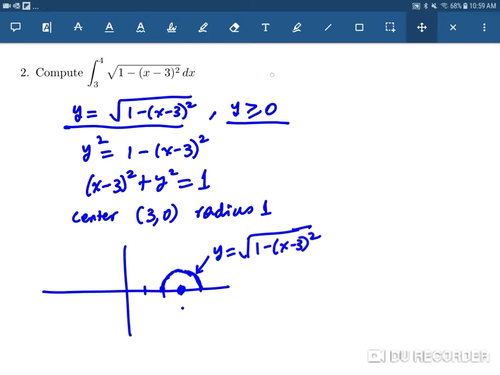Now they want the integral of this function, meaning they want the area under the curve up to the x-axis. This is a half of a circle of radius 1. So it's 1/2 of pi r squared. So this is equal to pi over 2. And that's the final answer.